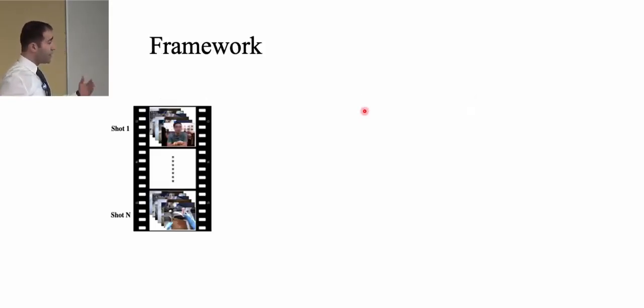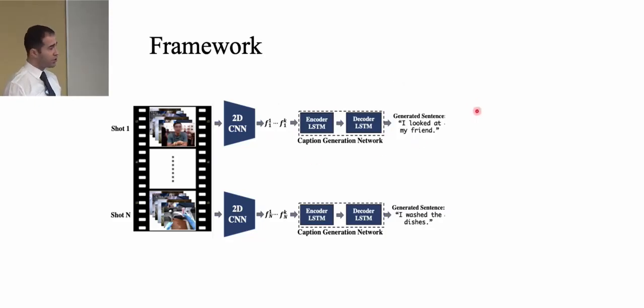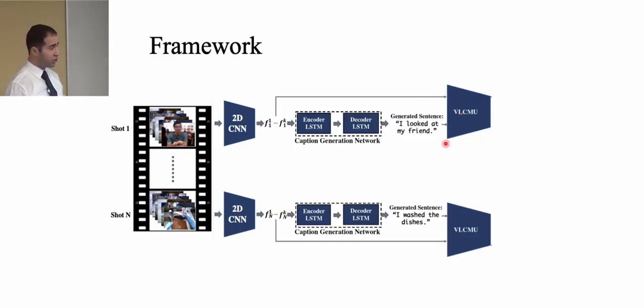So to show you the framework, we take the video, we break it down into shots, we sample a few frames from each shot, we pass the frames through a 2D CNN for feature extraction. We can use any feature extraction backbone here. The visual features extracted at this point will be passed through a caption generation network that consists of an encoder and a decoder. This part of the network will produce a description. We take the visual features and the textual description and pass them to a visual language content matching unit in order to identify whether the generated description is correct or not.